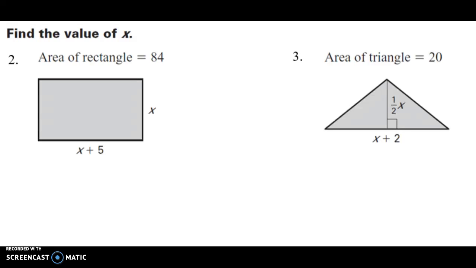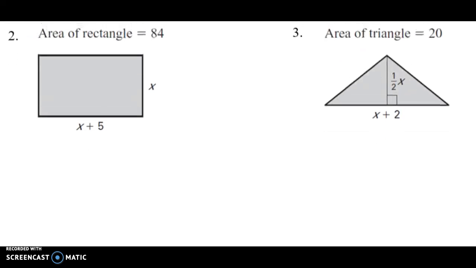Okay, number 3. First of all, let's go back to geometry. What is the formula for area of a triangle? Area equals 1/2 base times height, 1/2 BH. Okay, so now let's fill in the stuff that they tell us.